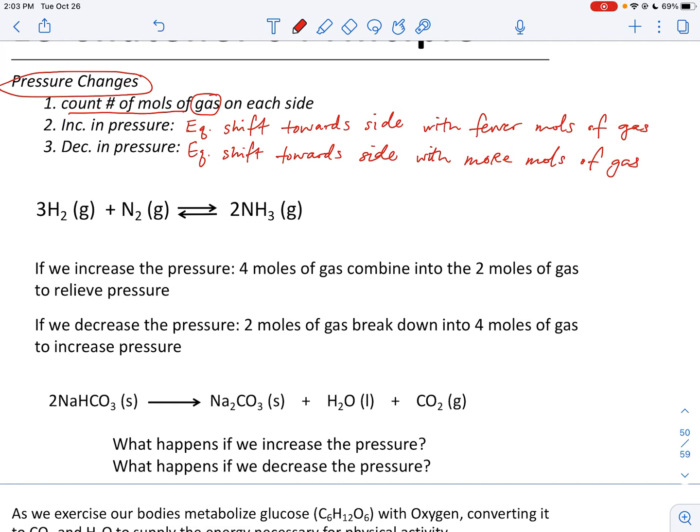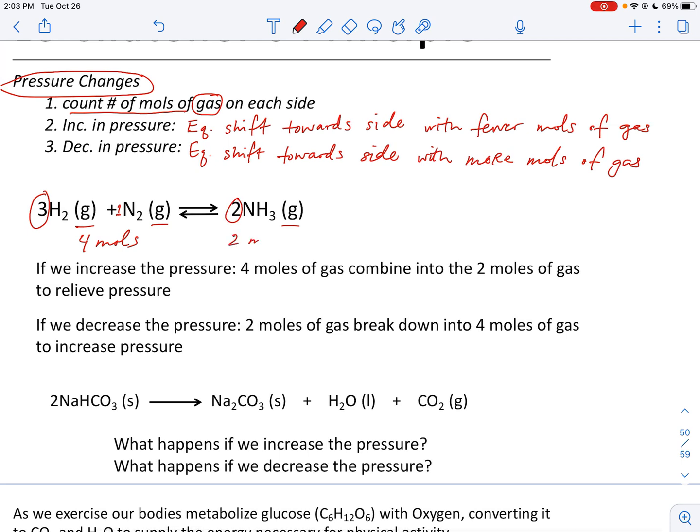Okay, here we have a reaction with hydrogen and nitrogen. Notice everything is a gas, and we're making ammonia. So total on my reactant side, I have 3, plus I have an understood 1 right here in front of nitrogen. So I have 4 moles of gas on my reactant side. On my product side, I only have this one product, and so I have 2 moles of gas here.